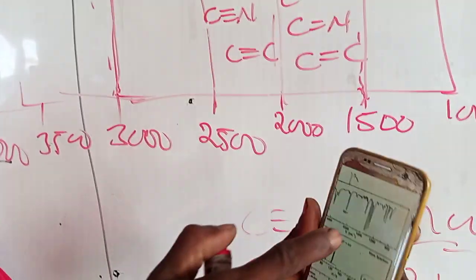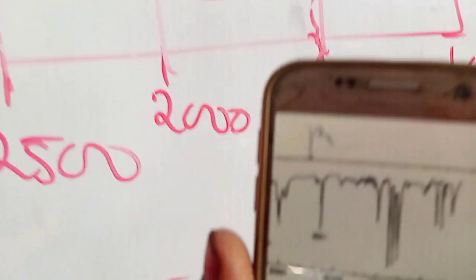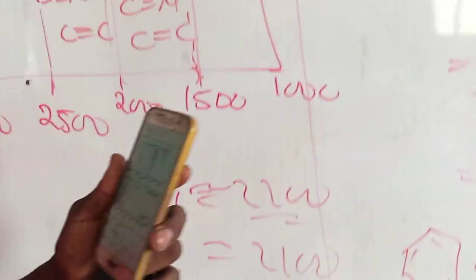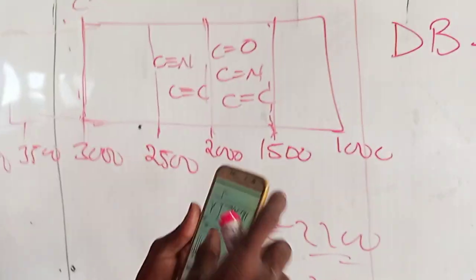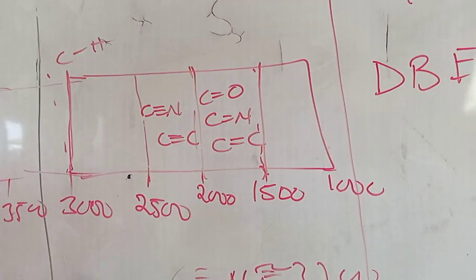This is around 2200, so it cannot be C triple bond C, but rather C triple bond N. All right, that is true. Now let's move on to the double bond region.